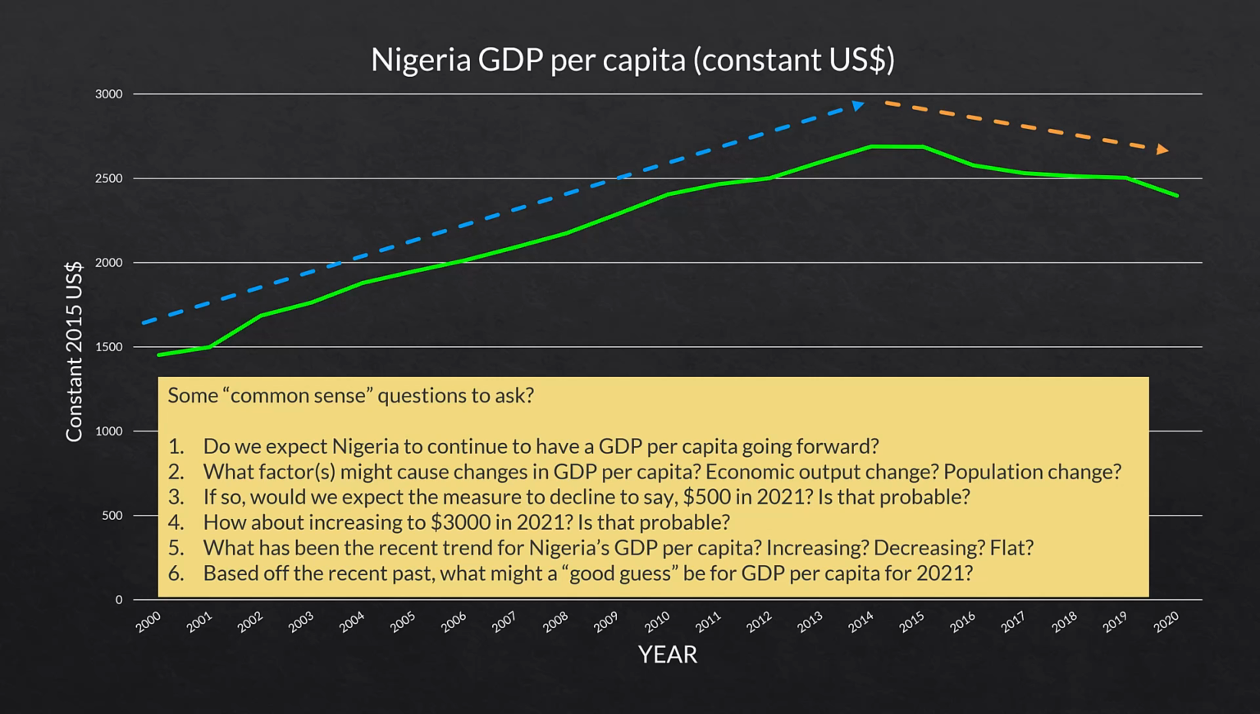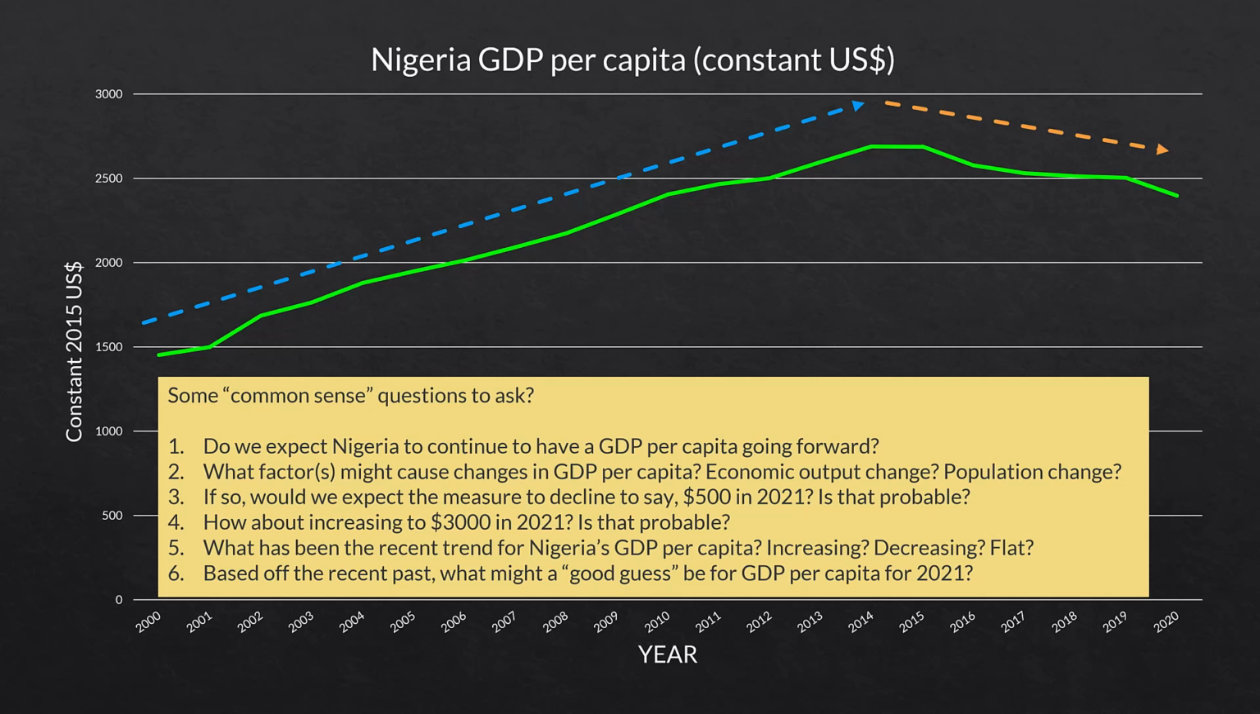1, do we expect Nigeria to continue to even have a GDP per capita going forward? Now, of course, this question in this case doesn't make a whole lot of sense. It's sort of a nonsense question. But in other contexts for time series, this is a very real question. Measures can stop being taken. Something can happen where the measure no longer exists, or another measure replaces it. In this case, this question is not all that relevant, but it's something to keep in mind in other contexts.